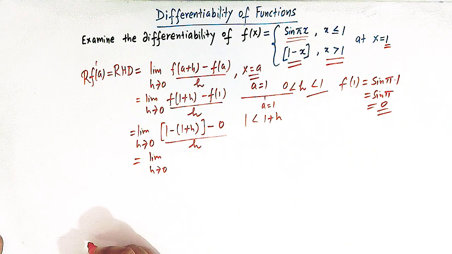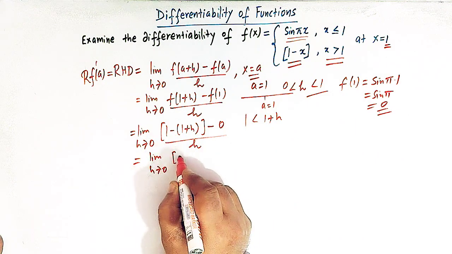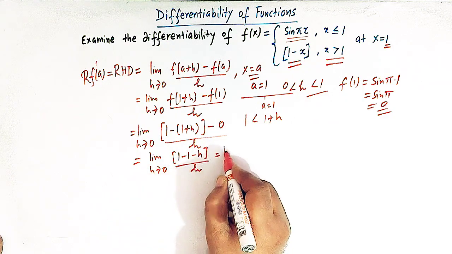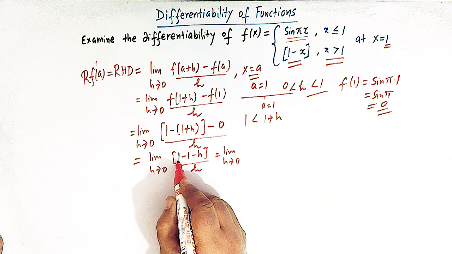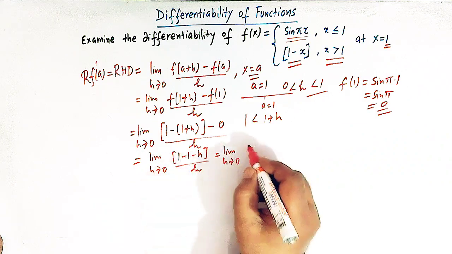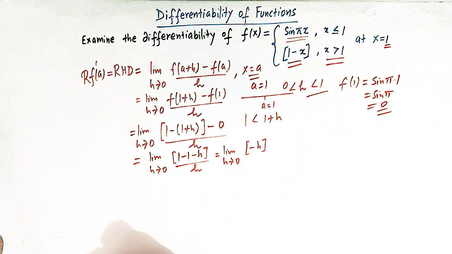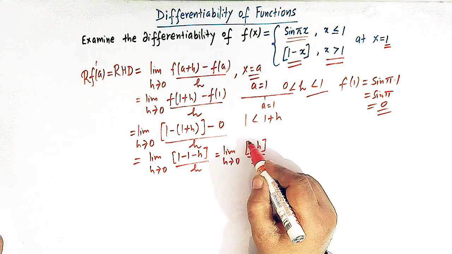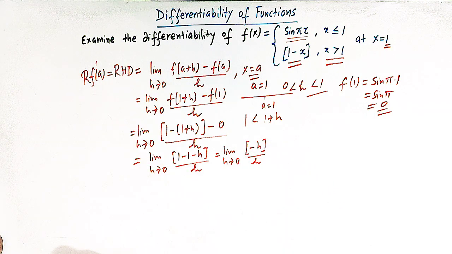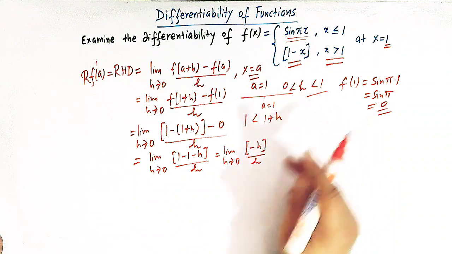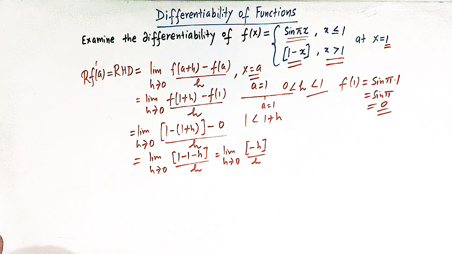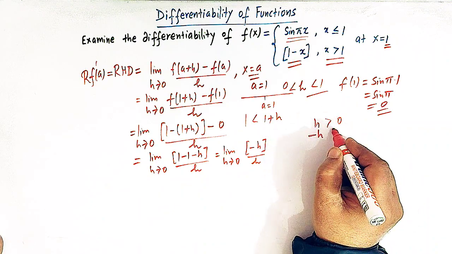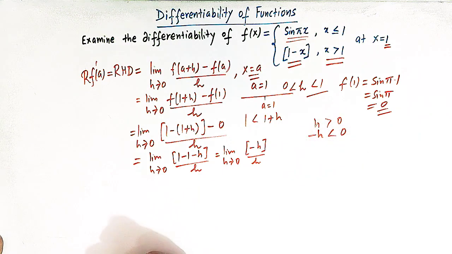We have limit h tends to 0, and here we have greatest integer of 1 minus 1 plus h, divided by h. So limit h tends to 0, 1 and 1 get cancelled, and we are left with greatest integer of minus h, right, divided by h. So now see, here we have greatest integer of minus h. Now h is a very small quantity, right? And h is greater than 0, so minus h is less than 0, right?